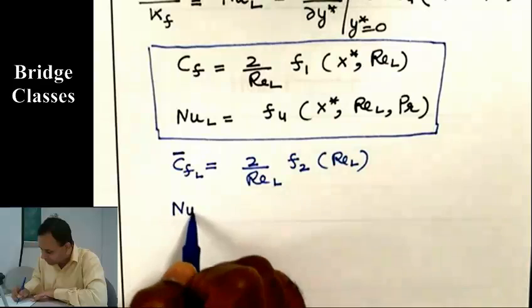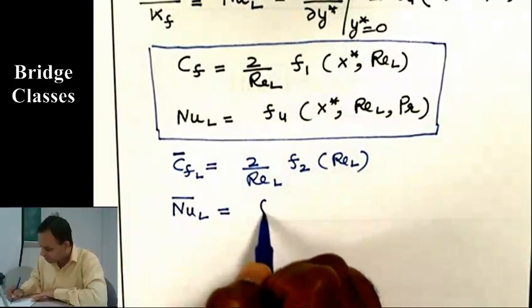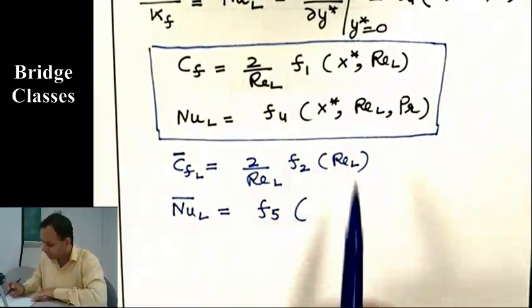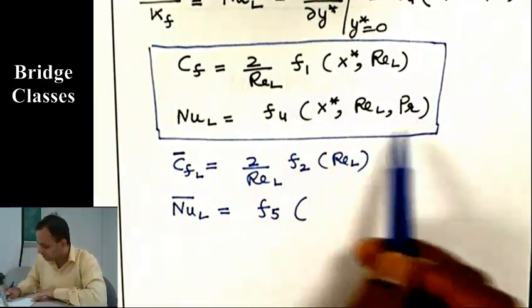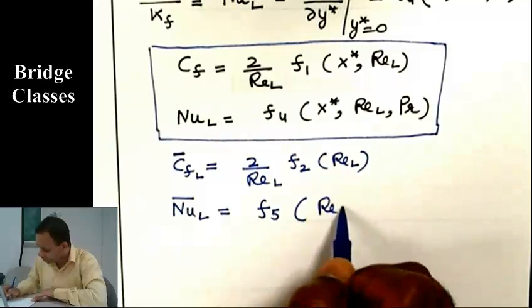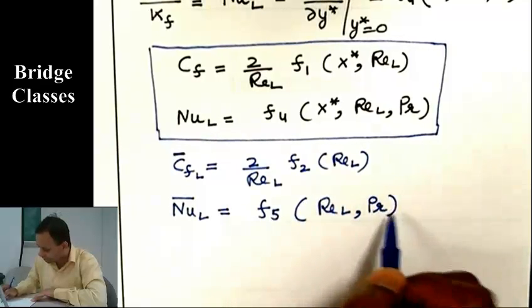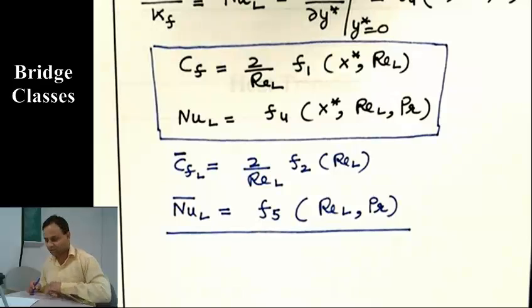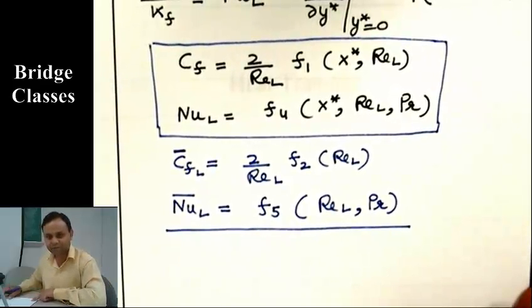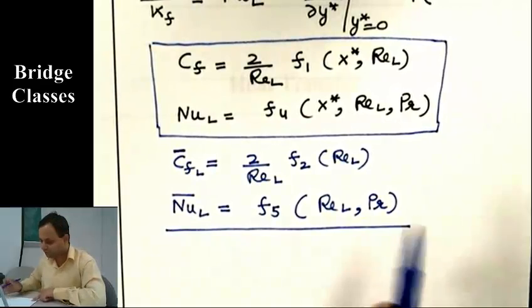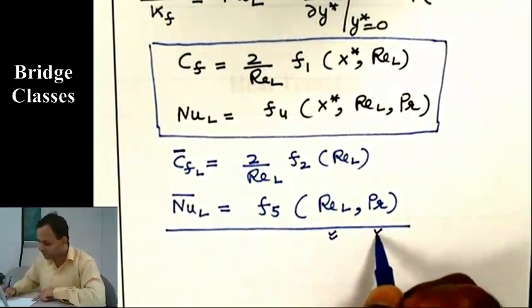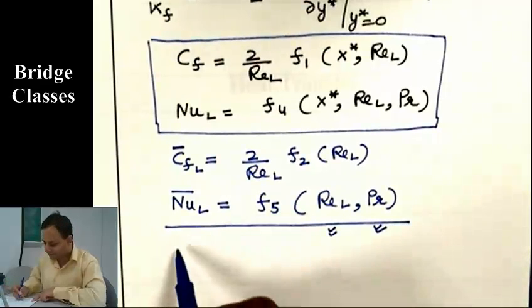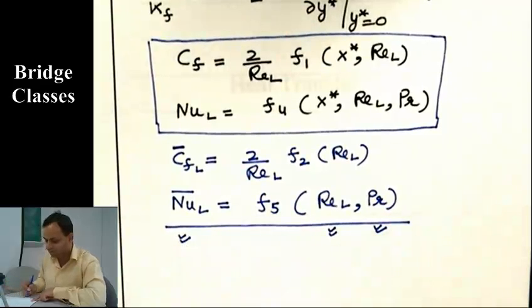And similarly, average Nusselt number will be some function, say f5. You get that by integrating this expression. It will be some function of Reynolds number and Prandtl number. So that's the idea. For external flow, like flow over a plate or flow over a cylinder, the important parameters are Reynolds number, Prandtl number, and the convection coefficient is given in terms of Nusselt number. So this we got by non-dimensionalizing the boundary layer equation.